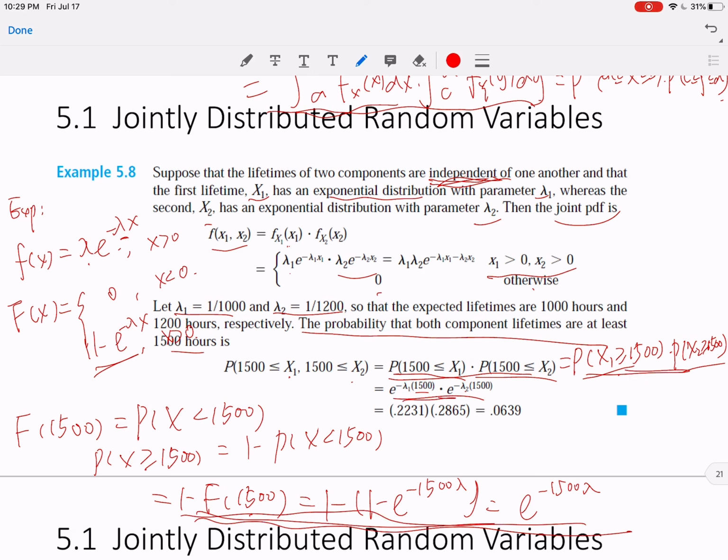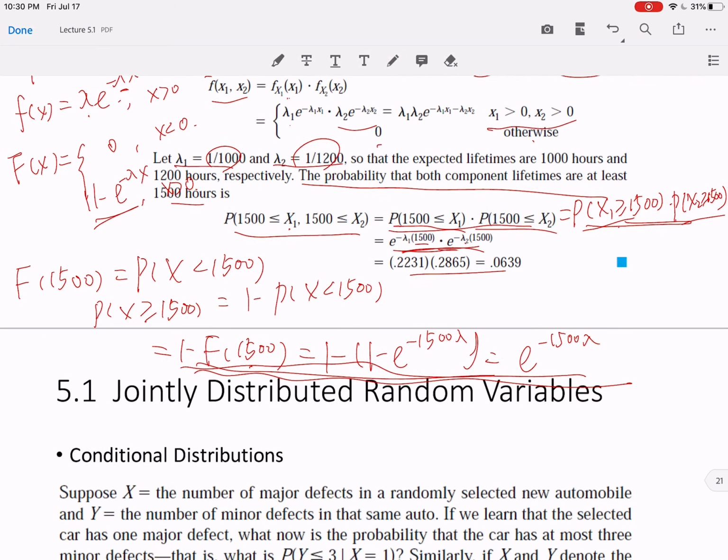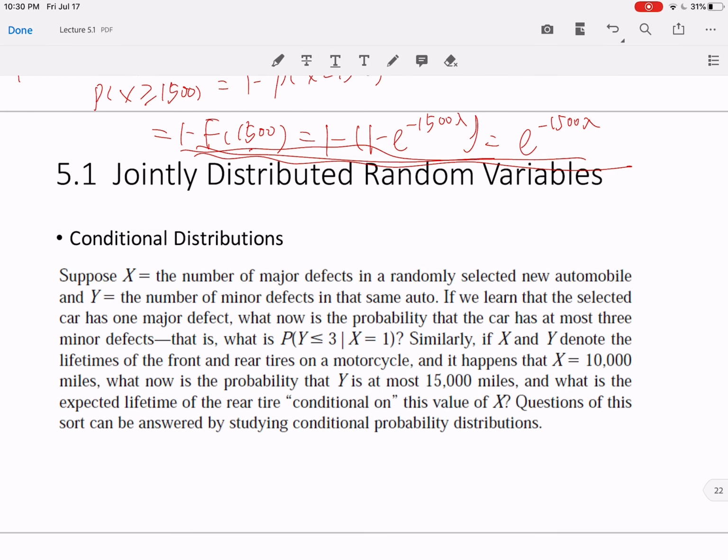That's pretty much how we got this from here. We know the values of lambda 1 and lambda 2, so we just plug them back in and we'll find the final answer. The key point is that once we know x1 and x2 are independent, we can just rewrite the probability in the form of a multiplication like this. All right, that's pretty much all about independence.